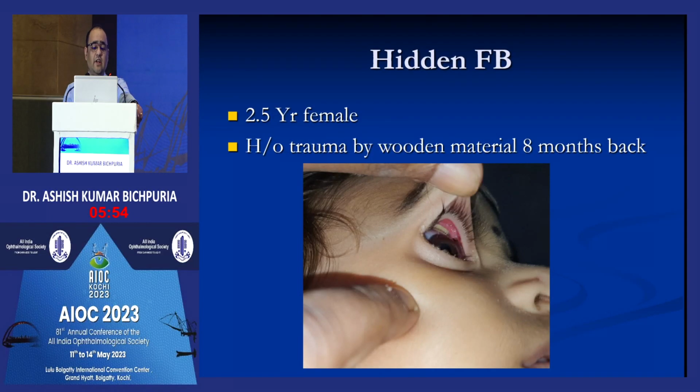This is a case of hidden foreign body. She was a 2.5-year-old female. There was a history of trauma by wooden material 8 months back and she was wandering from hospital to hospital. Then finally I removed it under GA without any trauma and without any ocular damage.